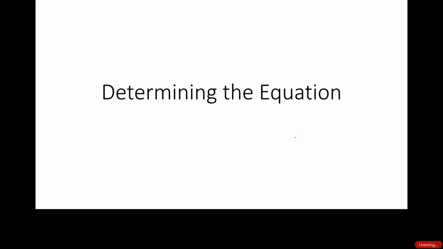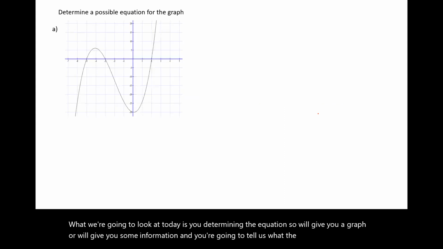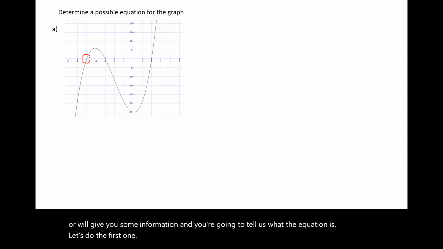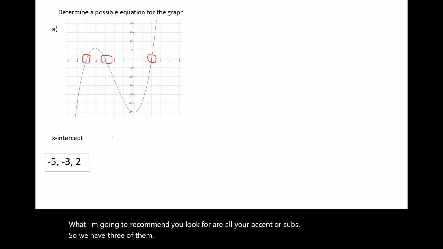What we're going to look at today is you determining the equation. So we'll give you a graph, or we'll give you some information, and you're going to tell us what the equation is. Let's do the first one. What I'm going to recommend you look for are all your x-intercepts. So we have 3 of them, and then we're going to determine the equation.